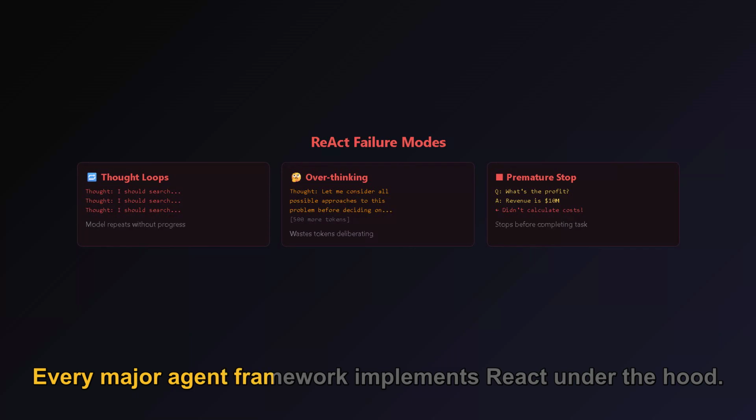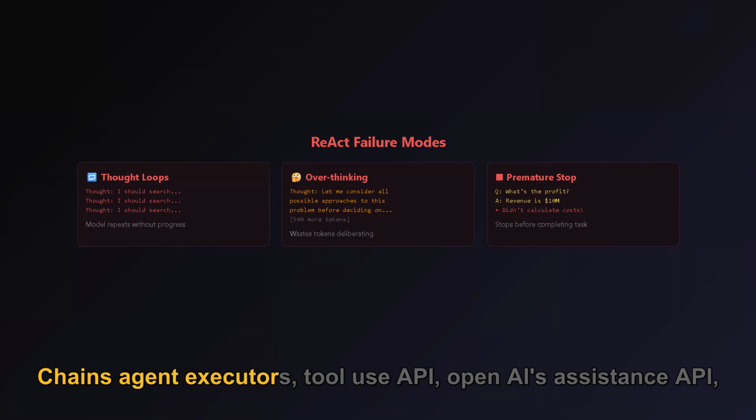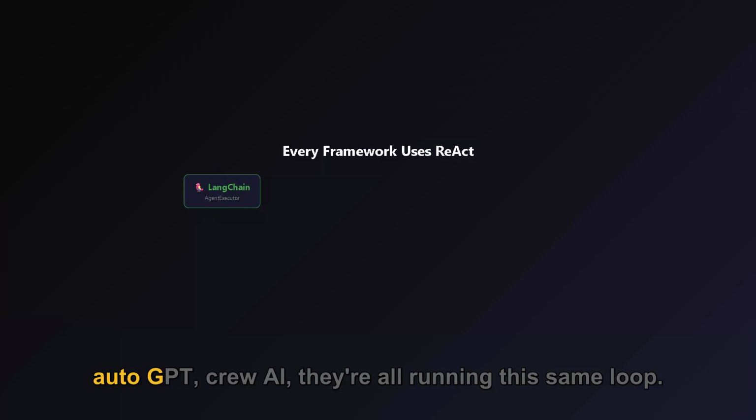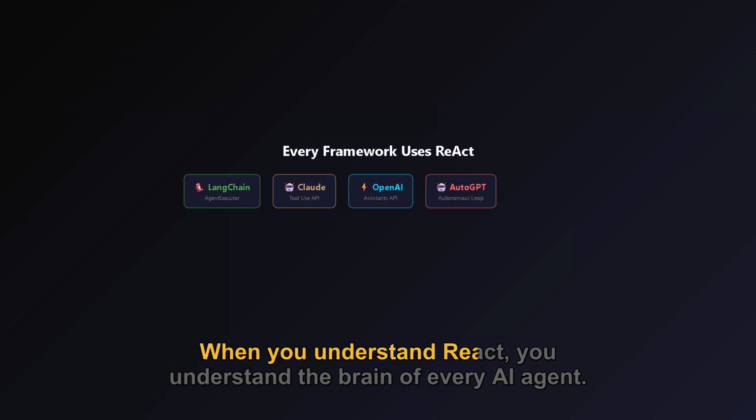Every major agent framework implements ReAct under the hood. LangChain's agent executors, Claude's tool use API, OpenAI's Assistants API, AutoGPT, CrewAI, they're all running this same loop. When you understand ReAct, you understand the brain of every AI agent.